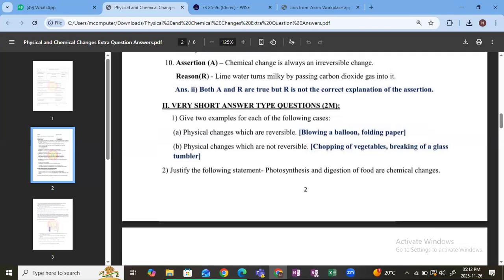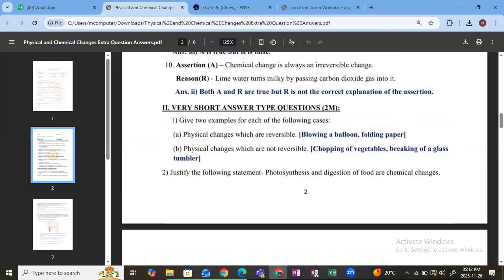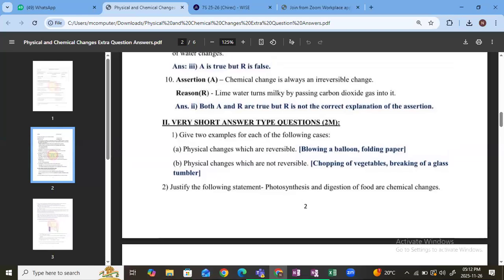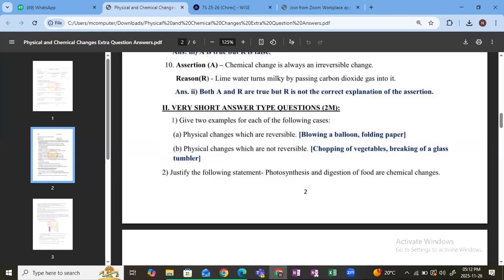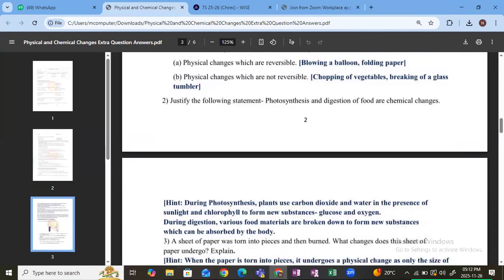Correct. They turn into simpler substances by digestive juices. And since digestive juices are added, a new substance is formed. Yes, ma'am. And in photosynthesis, there is again a chemical reaction in which the plant takes up the raw materials and converts them to glucose or simple sugar. And you can get oxygen out of it also. Now just read this answer.